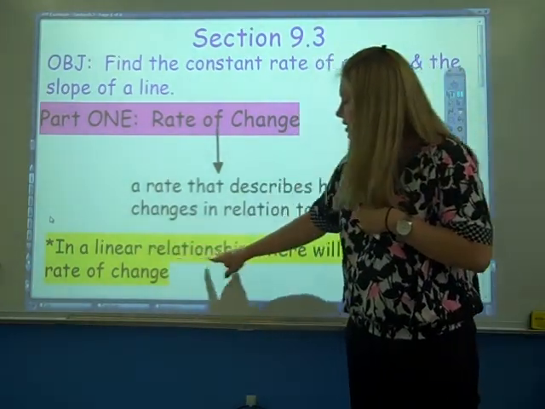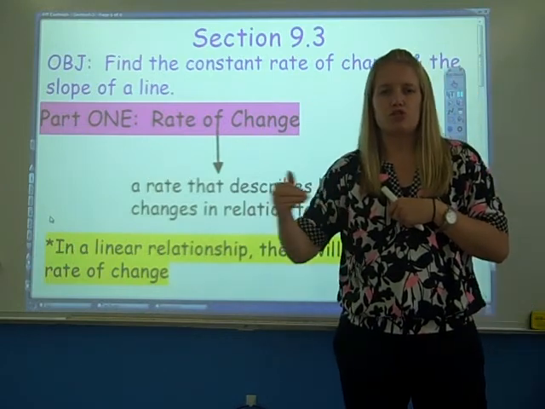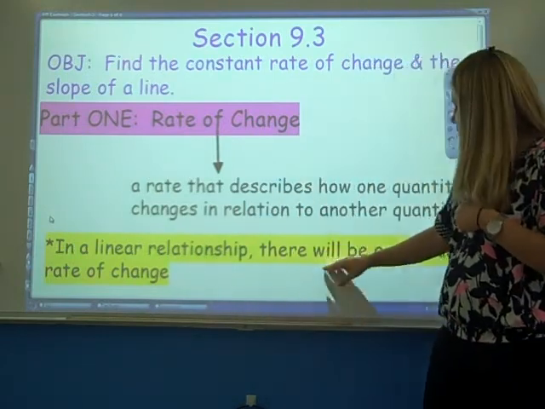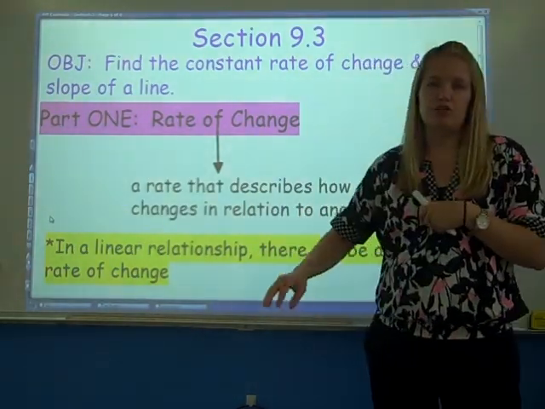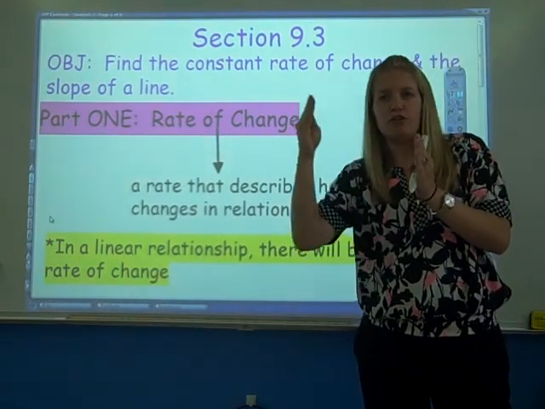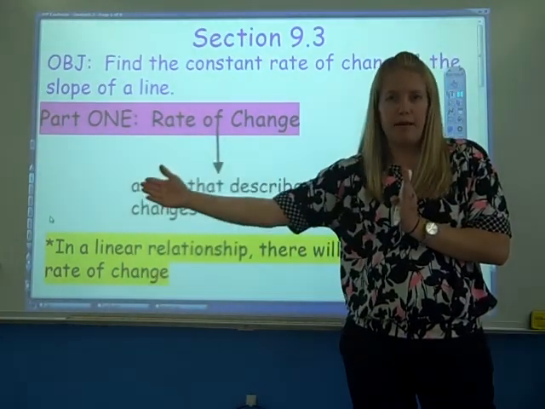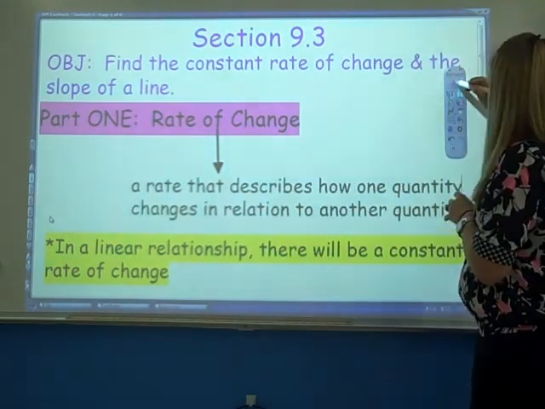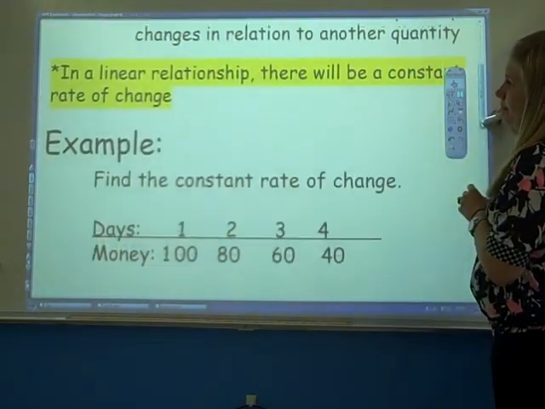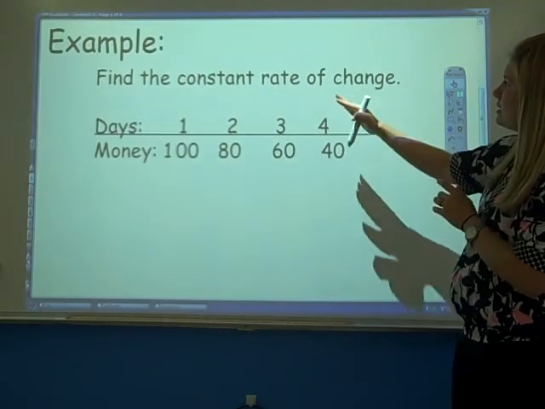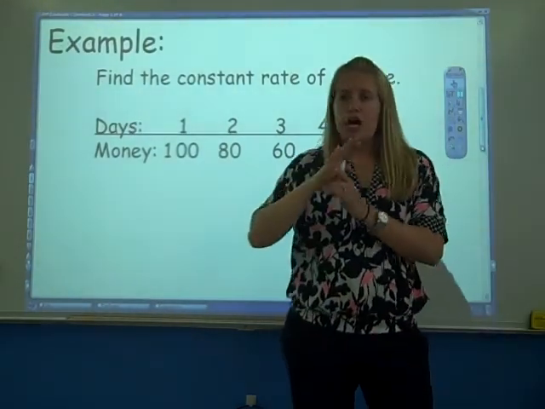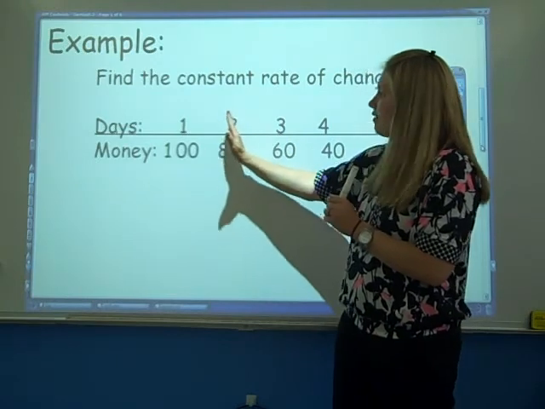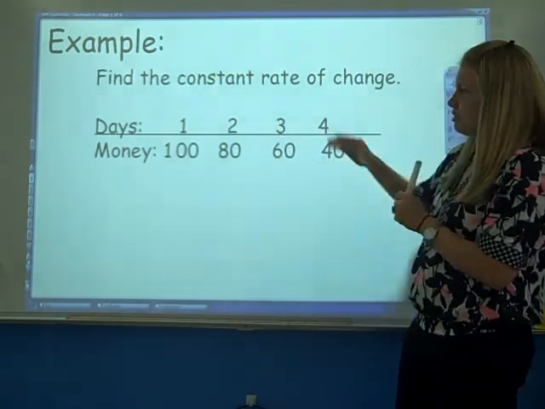In a linear relationship, remember we talked about linear means a straight line, there will be a constant rate of change. That means that from each of the values, you should see the same thing happening. Okay, it should be like increasing by 5 on each one or something. Let's try an example. Find the constant rate of change. So that means it should be doing the same thing as we go from each interval to each interval.